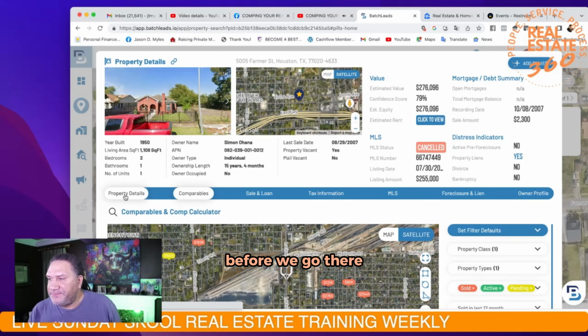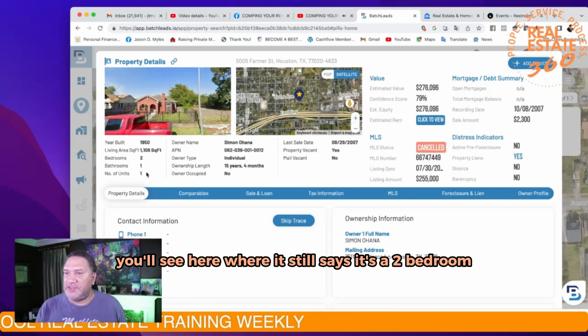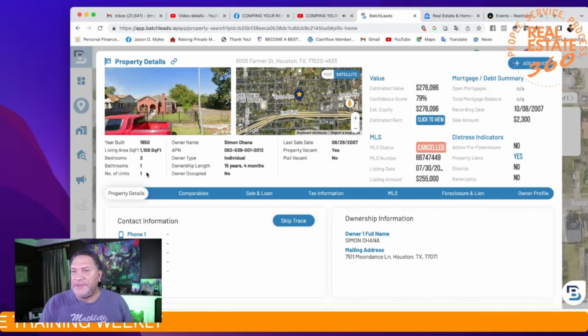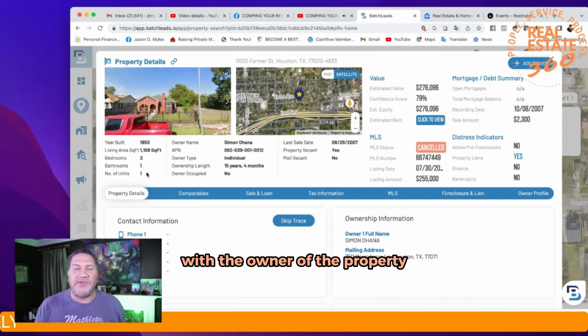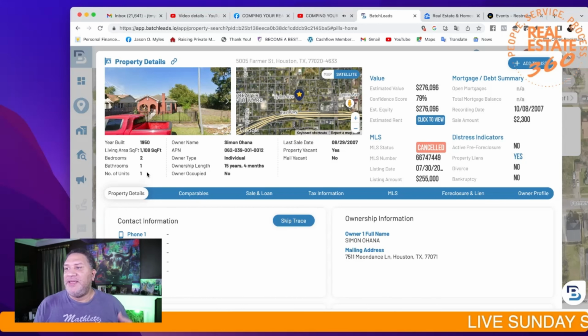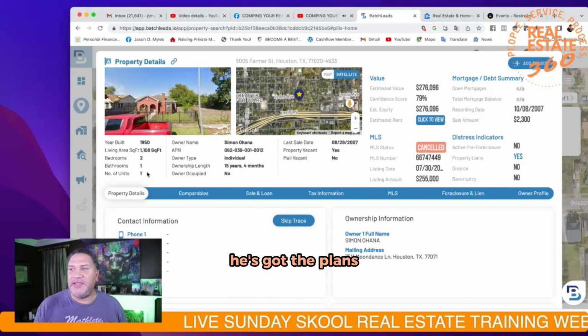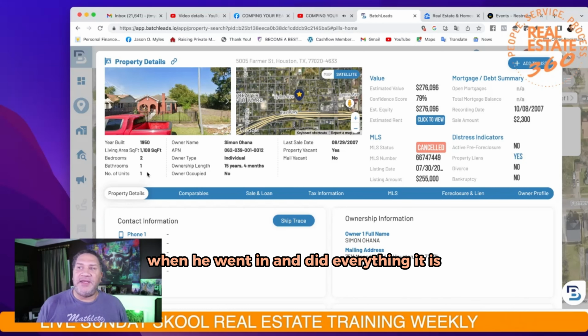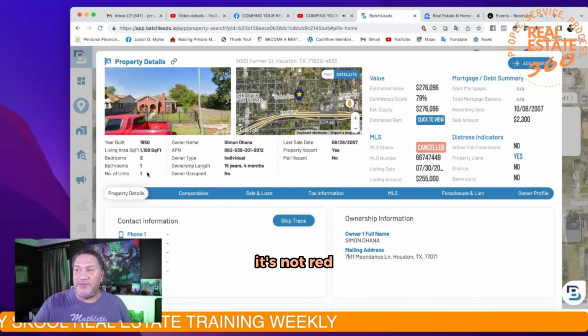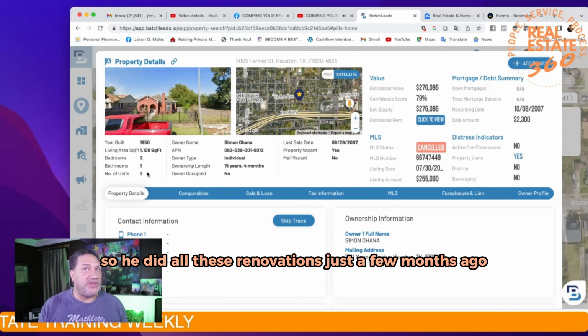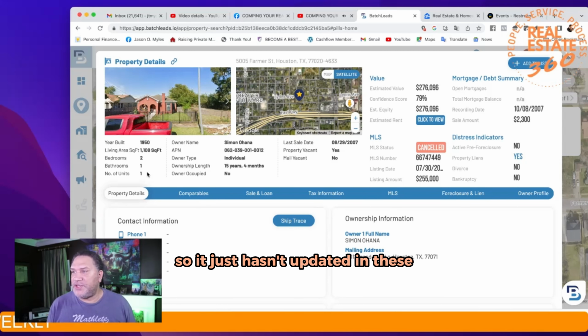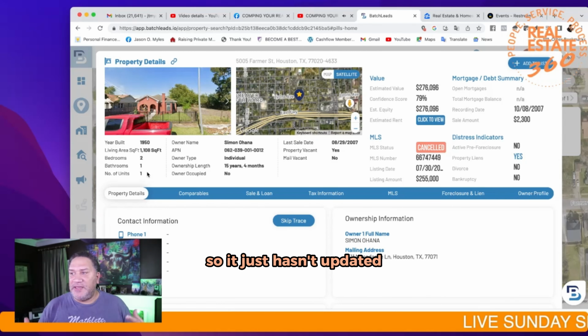Before we go there, you'll see here where it still says it's a 2-bedroom, 1-bathroom. So I had to have this conversation with the owner of the property. He did the renovations. He did have it permitted. He's got the plans when he went in and did everything. It is now gray. It's not red. So he did all these renovations just a few months ago, so it just hasn't updated in these records.